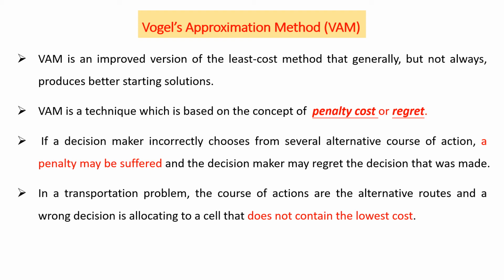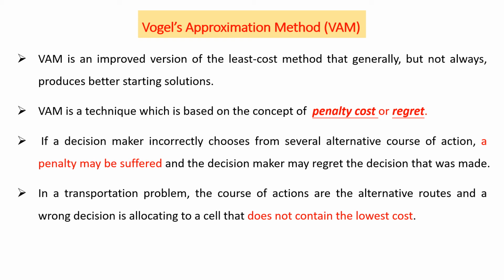Let's proceed to Vogel's approximation method. VAM is an improved version of the least cost method that generally, but not always, produces a better starting solution than the northwest corner method, and even the least cost method. So this one is nearer to the optimal solution.